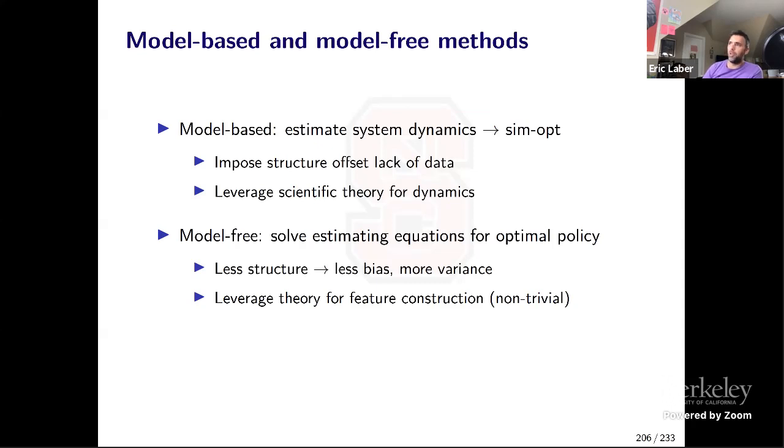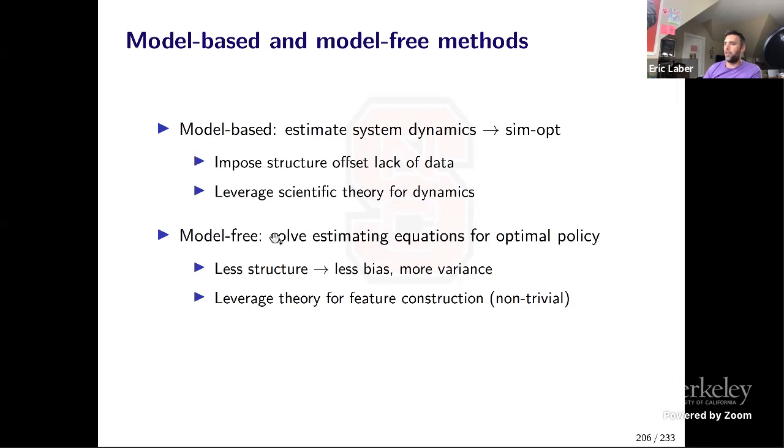Okay, just a quick review. When I say model-based, what do I mean? I mean you estimate the system dynamics, and then you use simulation optimization or some kind of method, using those model dynamics to estimate the optimal rule. And you impose structure that offsets a lack of data. That's really important in something like an epidemic. You also leverage scientific theory for the dynamics, and that's really useful. So you're bringing this additional information into the problem.